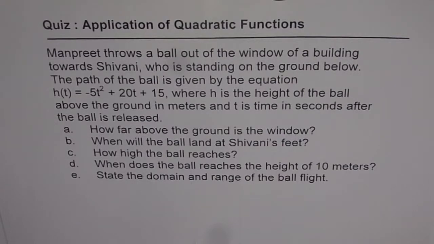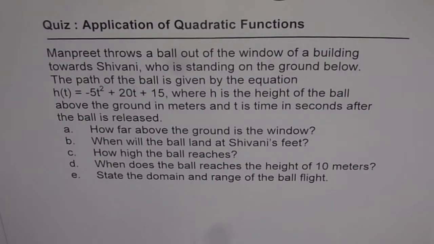So here is one. It says, Manpreet throws a ball out of a window of a building towards Shivani, who is standing on the ground below. The path of the ball is given by the equation h of t equals minus 5t squared plus 20t plus 15, where h is the height of the ball above the ground in meters and t is time in seconds after the ball is released. It's got A, B, C, D, E parts to it.